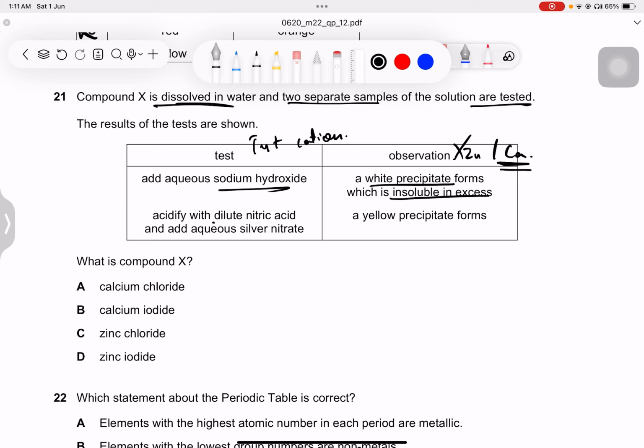Next, acidify with dilute nitric acid and add aqueous silver nitrate. A yellow precipitate is formed. A yellow precipitate is formed when iodide is present. Chloride has a white precipitate.